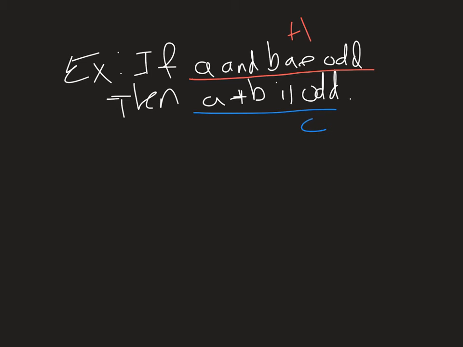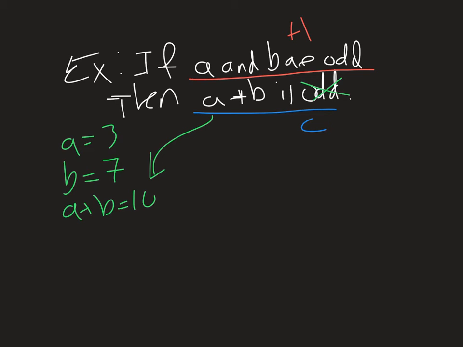So one thing I'm going to do is just look at a potential case. Let's say A is 3 and B is, say, 7. Well, then A plus B is 10. Now I'm looking at that and I'm thinking, hey, that's not odd. That's even. Therefore, it's not true.